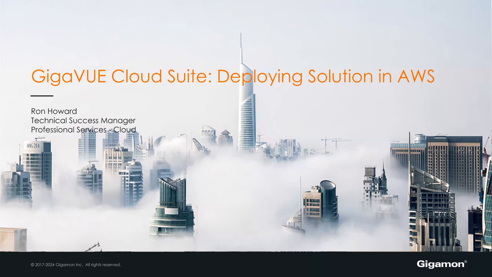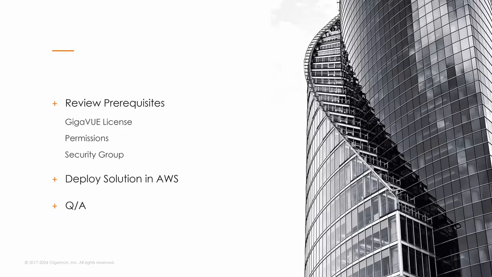So today we are going to be going over the prerequisites. We'll be talking about the licensing, permission, security groups, and other caveats that you may face during the deployment of our solution. We will then go through a fully deployed solution and I'll show you some of the benefits of seeing traffic with it deployed. I will then delete it and redeploy it in real time so that you can see the deployment in live action.